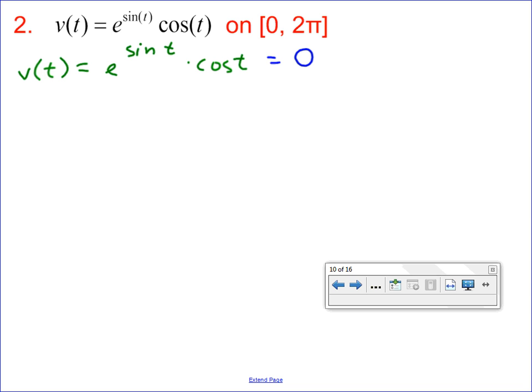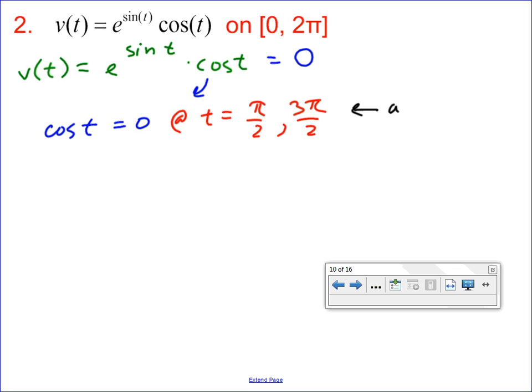Will the first term in this product, e to the sine t, an exponential of base e, ever equal 0? No, my exponential will never equal 0, but this cosine of t equals 0 on 0 to 2 pi. When will that equal 0? Well, on 0 to 2 pi, cosine is equal to 0 at what? Pi over 2 and 3 pi over 2. Good. So we've got t equals pi over 2 and 3 pi over 2. So our particle is at rest at those time values, which again was fancy speak for stopped.